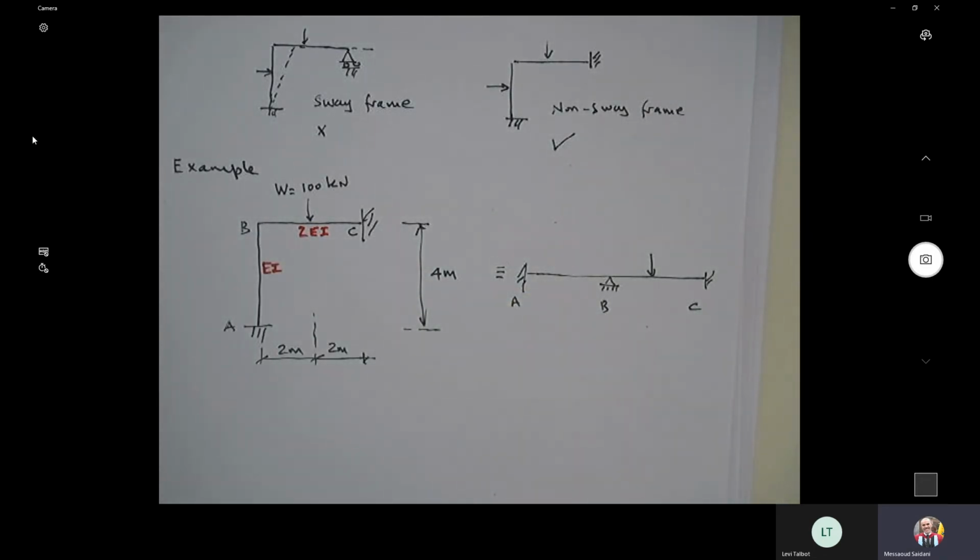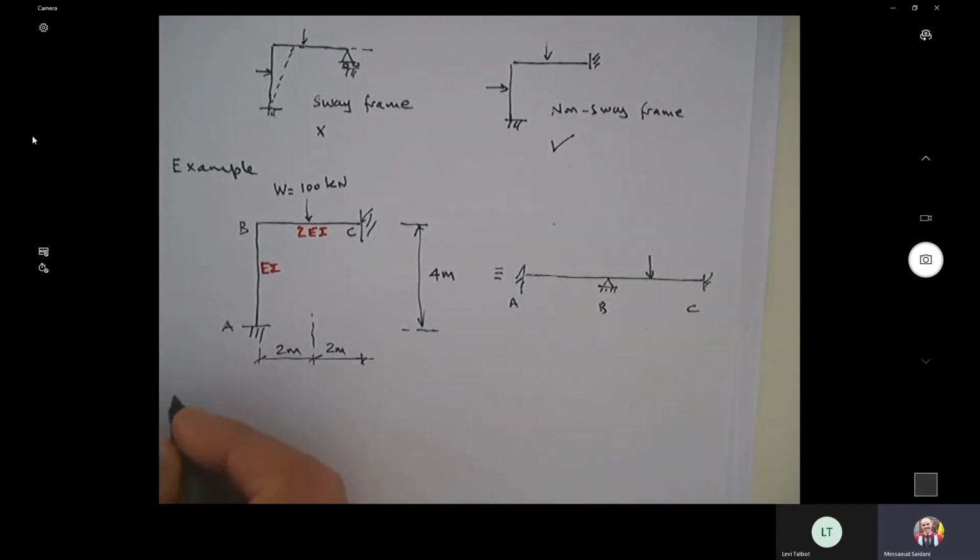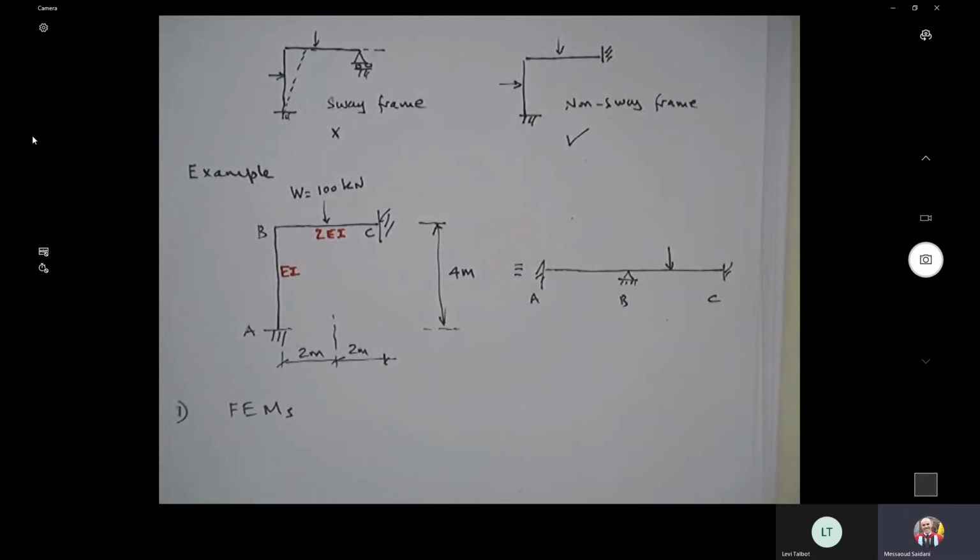Is that okay? Yeah. So now we're going to start the analysis, and the first step is to determine the fixed end moments. So the first step is to determine the fixed end moments.